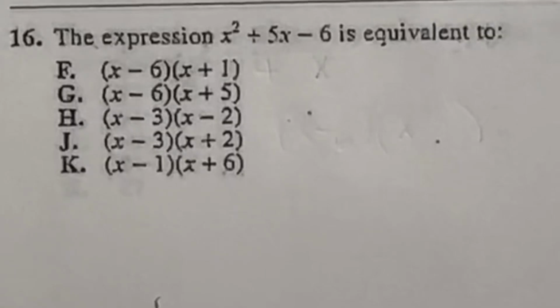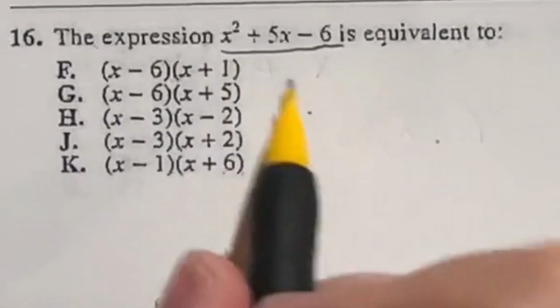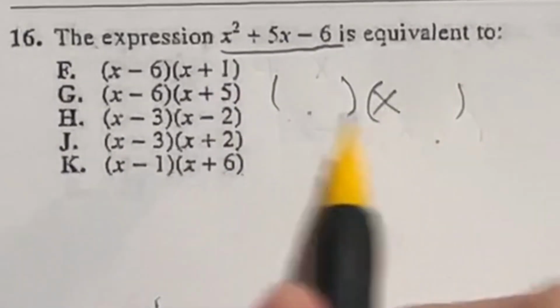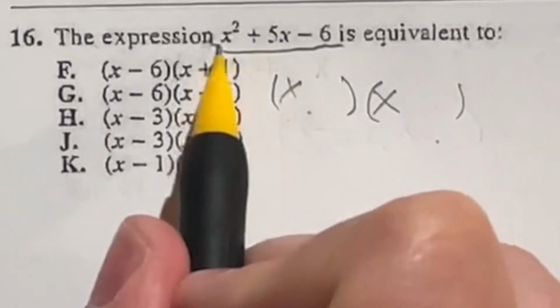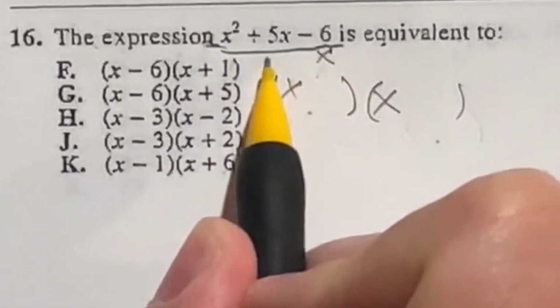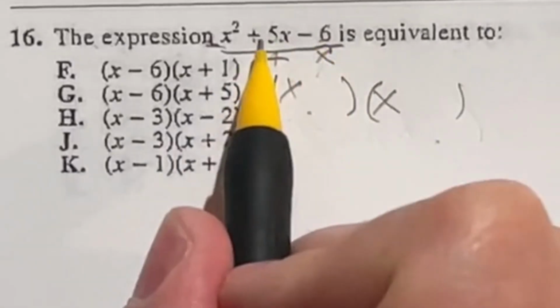This is a pretty basic factoring question here. We just need to factor this expression into two terms. So we're going to set that up, and we're going to put an x out front for both because we have no number in front of that x squared. Then we need to find two numbers that multiply to the back and add to the middle. So in this case, two numbers that multiply to -6 and add to 5.